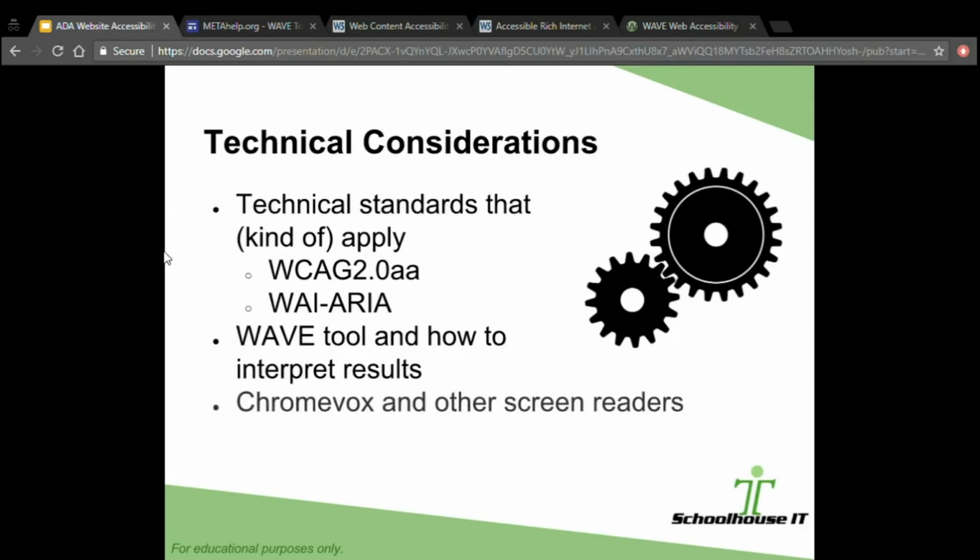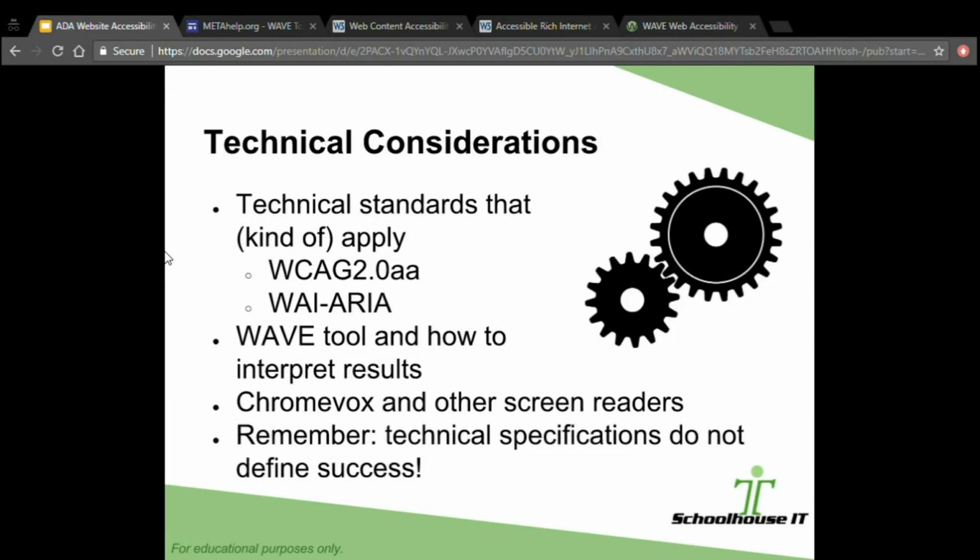There are several screen readers available on the internet to help you determine how your website will be perceived by one of these adaptive tools. With all of these technical tools, remember that there is no one specification that guarantees compliance, and that technical specifications are there to provide guidelines, not checklists.